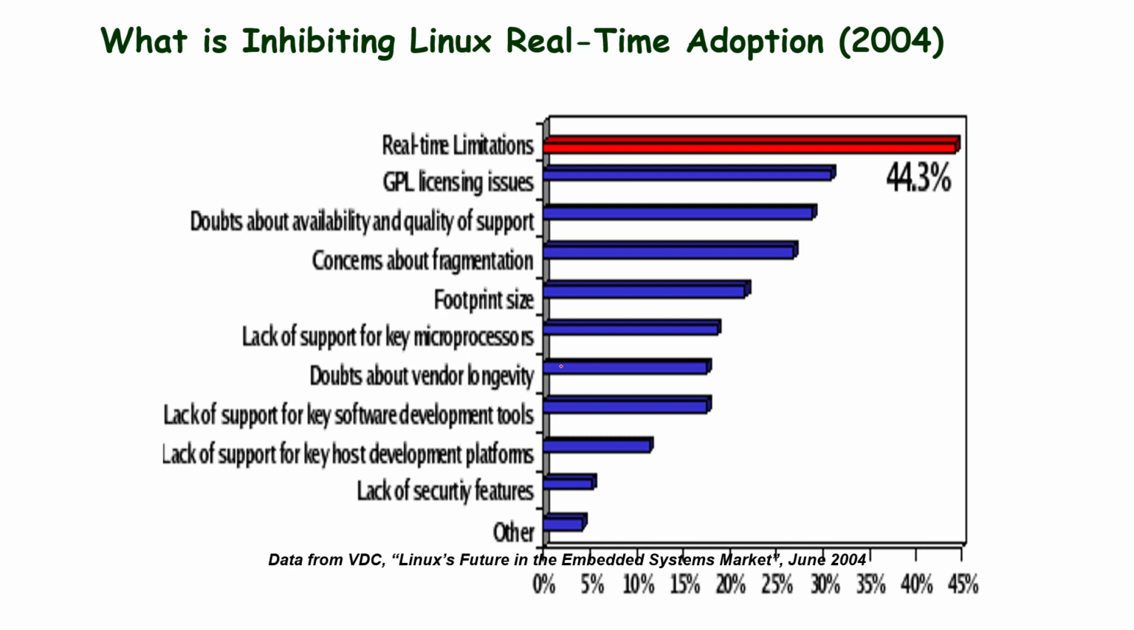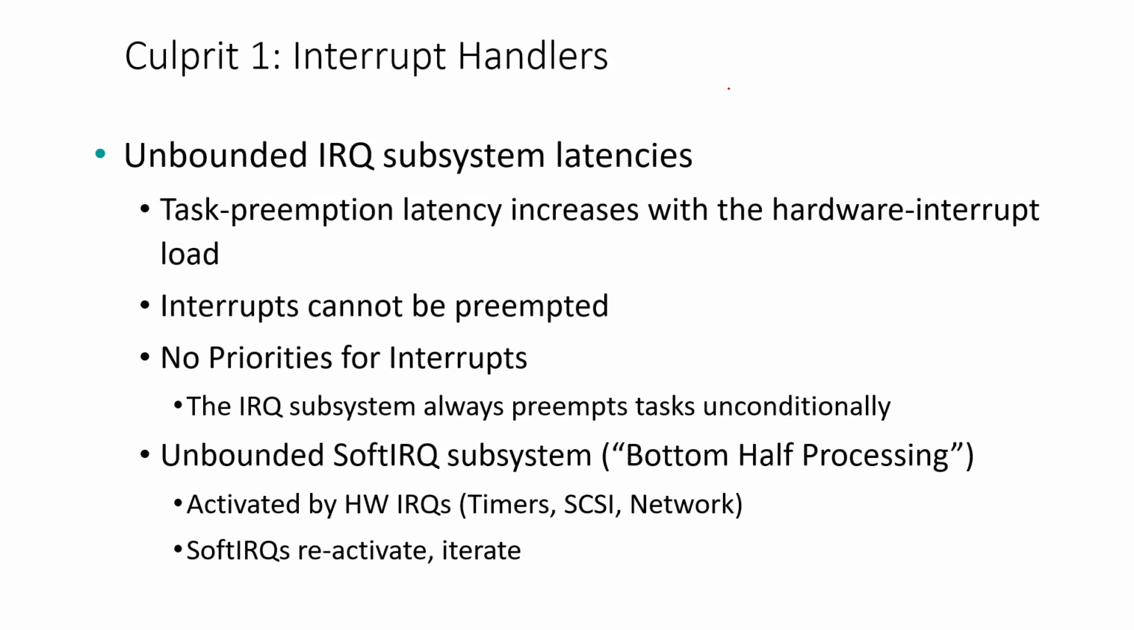Going back to the early days of Linux, in 2004 a survey was done among a lot of developers and users as to what was exactly inhibiting the adoption of Linux in real-time applications. The major issue, other than lack of software support, environment support, and so on, was the real-time limitations of the kernel. Most people said that the kernel is still too general purpose; it is not real-time ready.